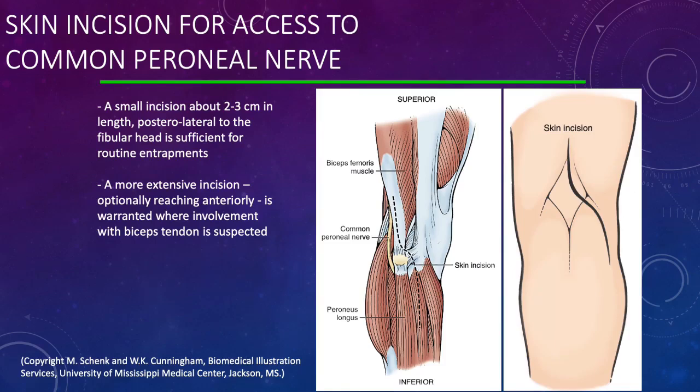For access to the distal peroneal nerve, this incision commencing in the midline of the popliteal fossa and then crossing to a position anterior to the fibular head is advocated. And this is different from the approach used for the distal peroneal nerve entrapment, where you want to remain posterior to the fibular head as the skin incision descends.